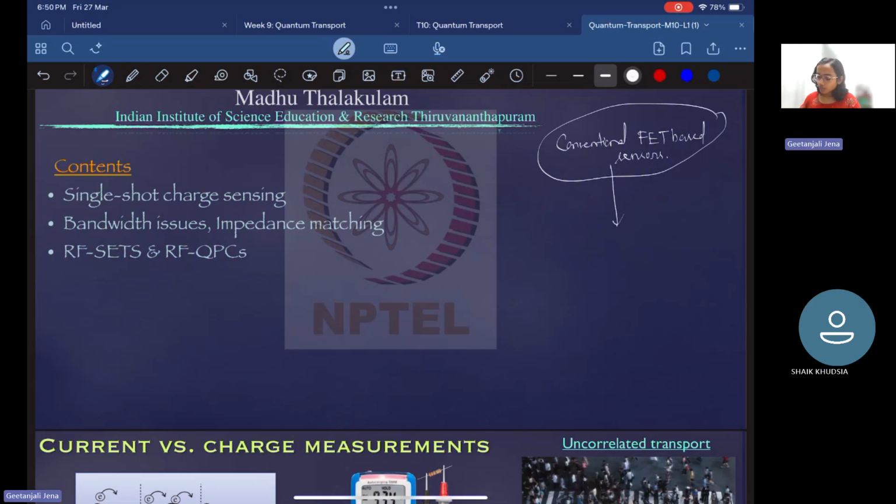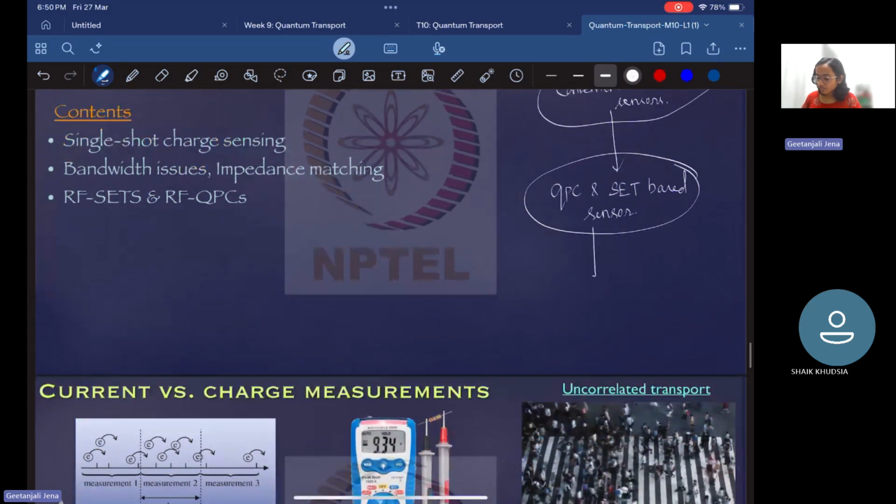Then we have discussed the QPC and the SET-based sensor, which can be used to sense charge that also has a time scale in the order of milliseconds or below. And now we'll see the radio frequency SET.